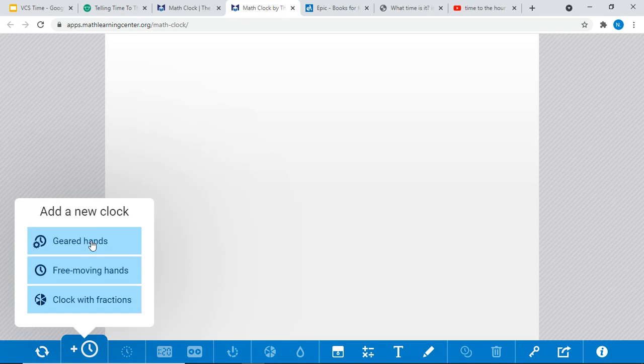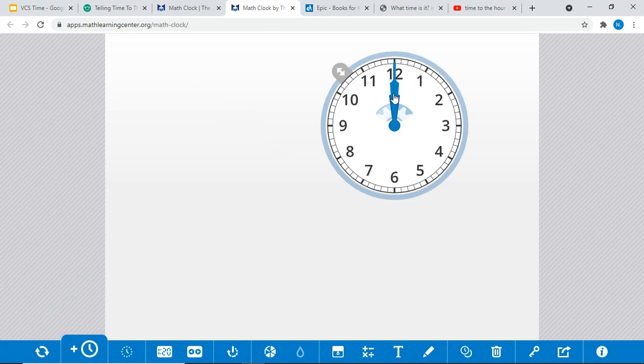And it gives you the option to use geared hands, free moving hands, or clock with fractions. So let's use geared hands for today. And here, you could ask the students to show you a particular time. So since we're telling time to the hour, where should the big hand be? You say 12. And now, show me 3 o'clock. And the students would move the small hand to 3. And with the gears, they'll have to go around to make sure that it stays on 12.